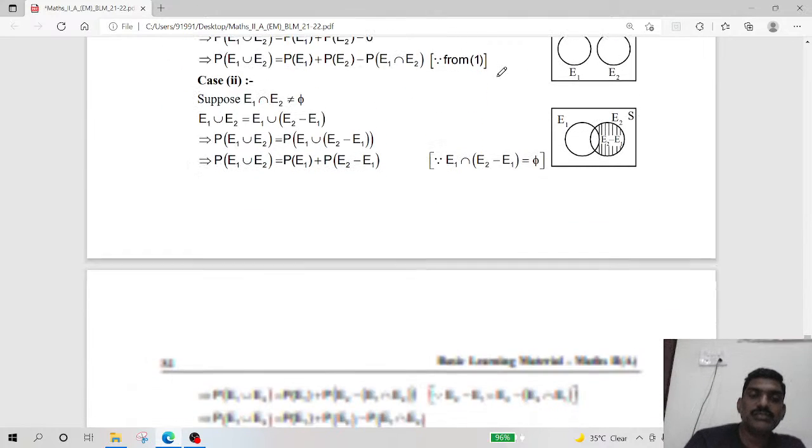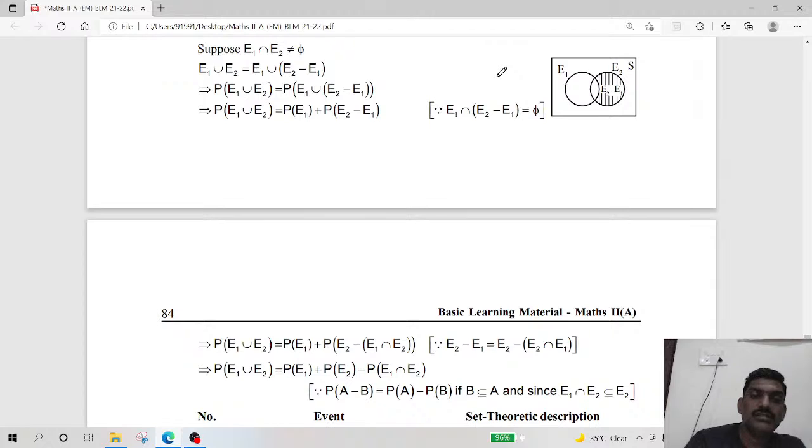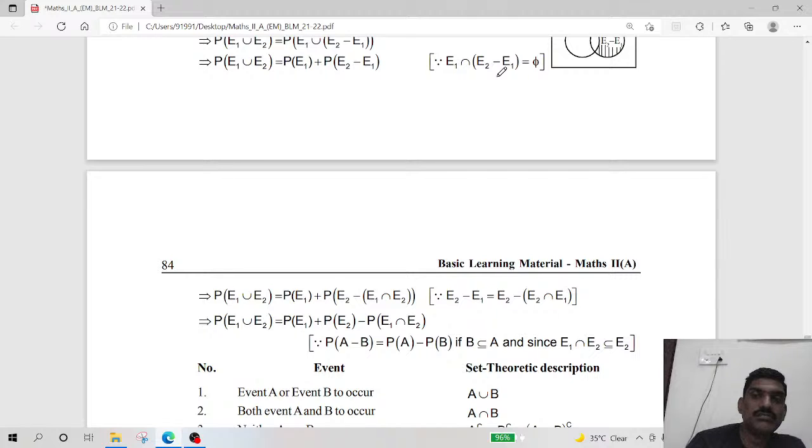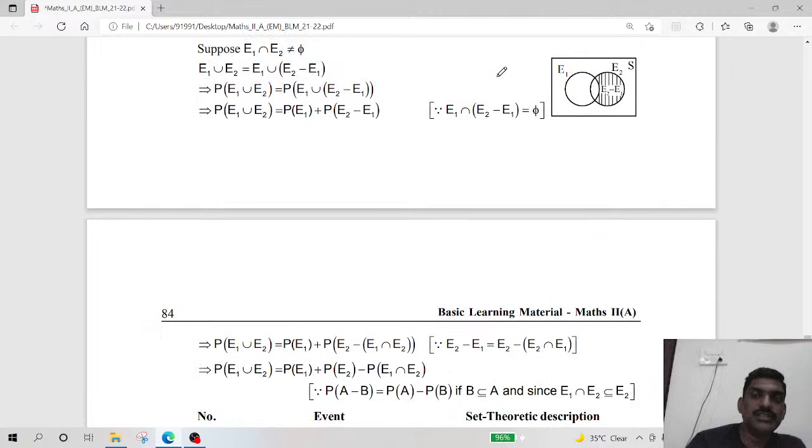P of E2 minus E1 can be written as P of E2 minus P of E1 intersection E2. Then P of E1 plus P of E2 minus P of E1 intersection E2. That's it. Understood? We have to replace E2 minus E1 with P of E2 minus P of E1 intersection E2.